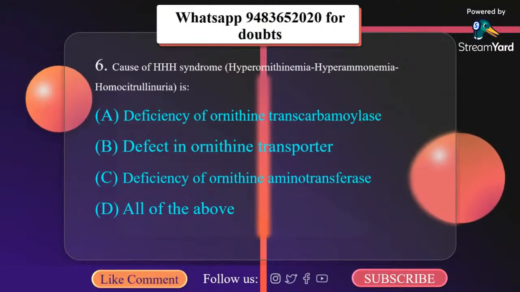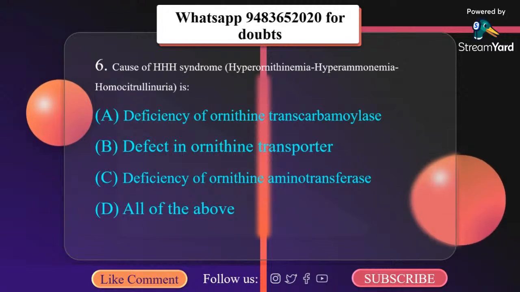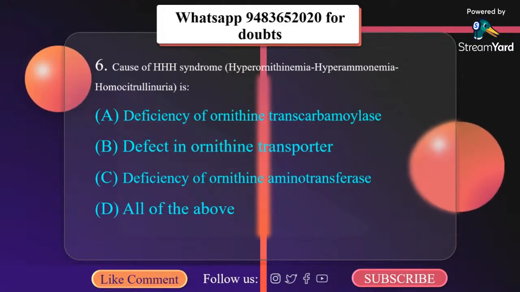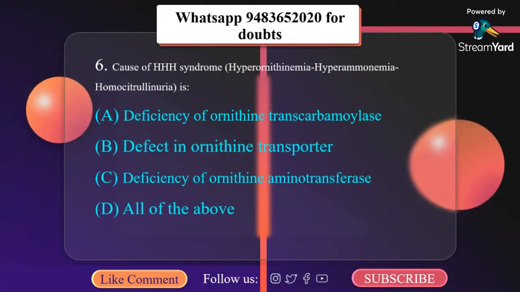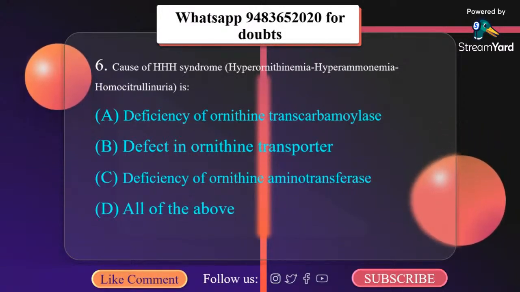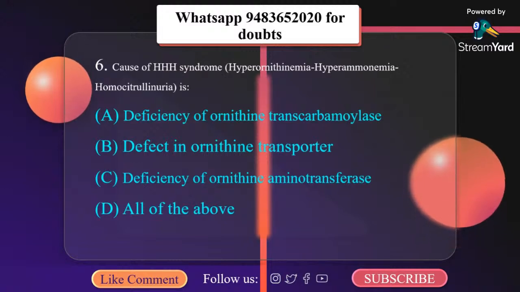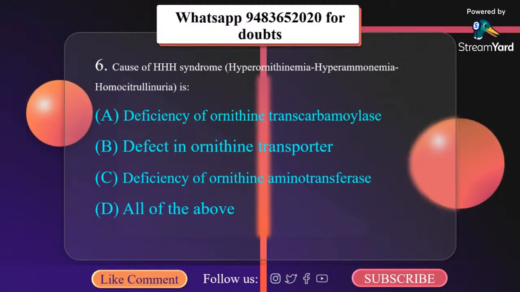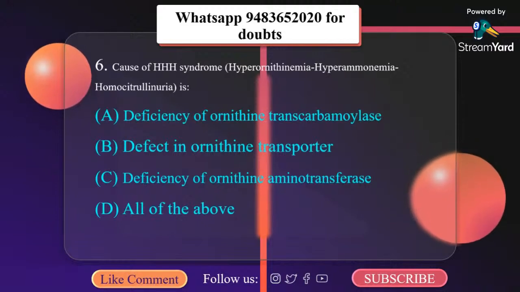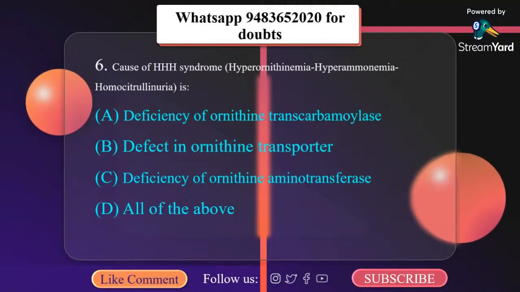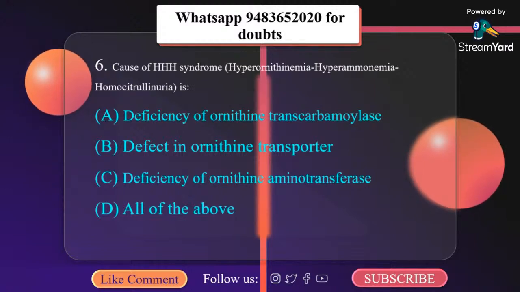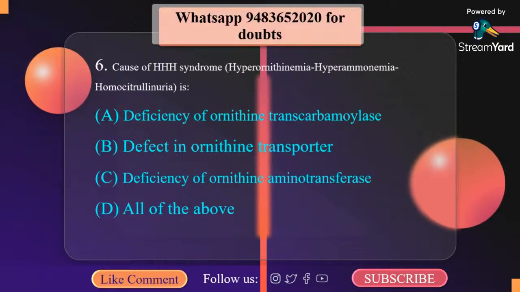Cause of HHH syndrome, hyperornithemia, hyperammonemia, homocitrullinuria, is A, deficiency of ornithine transcarbamylase; B, defect in ornithine transporter; C, deficiency of ornithine aminotransferase; D, all of them. Defect in ornithine transporter leads to HHH syndrome. This prevents ornithine transport into mitochondria and hence it hits the cytoplasm, and there is reduced ability to clear carbamyl phosphate. So the correct answer here is B.